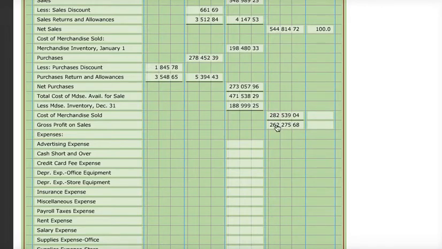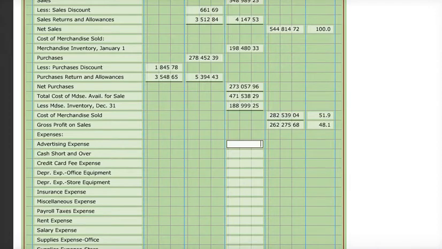Then I'm going to do the same for 262 divided into 544. 282,539.04 divided into 544,814.72 gives me 51.9. Now for this to match, it must equal 100. So this number right here plus this must equal 100%. 262,275.68 divided into this gives me 48.1. All right, so as you can see, that plus that does equal 100, so I'm in good shape right now.